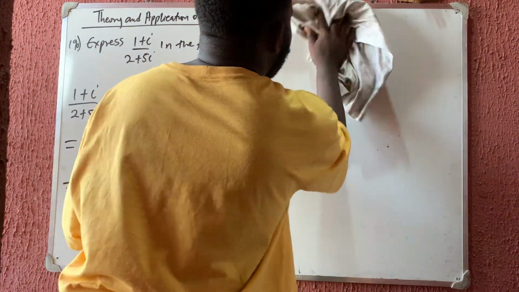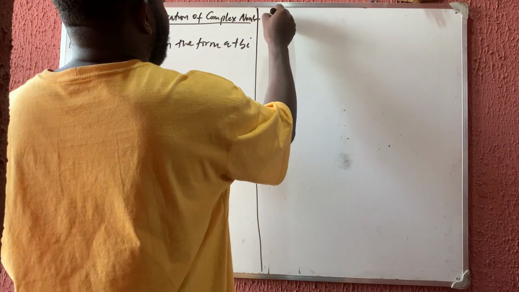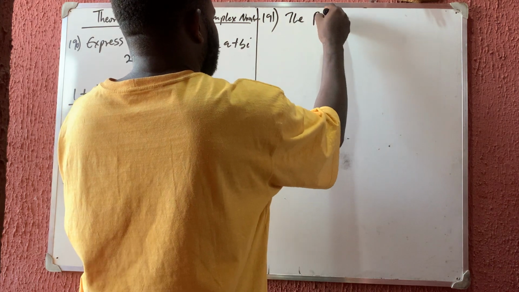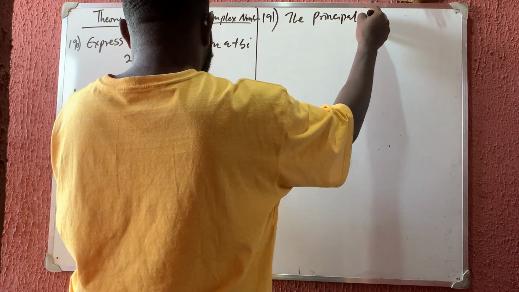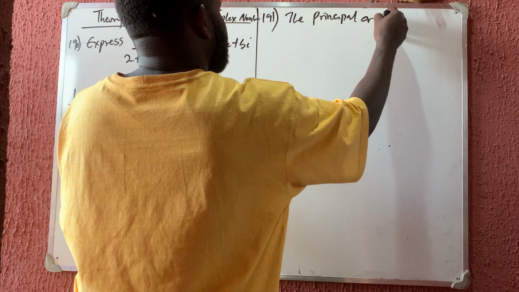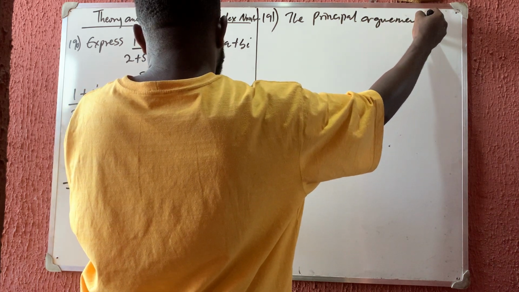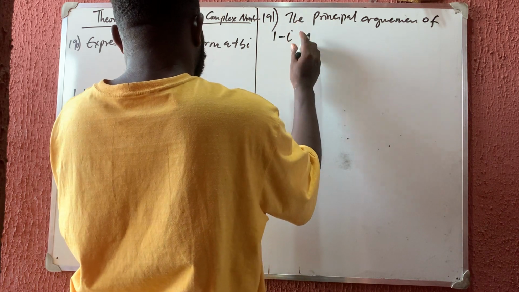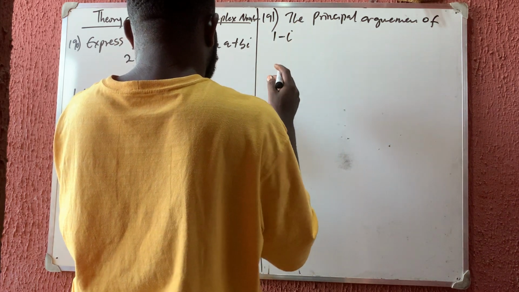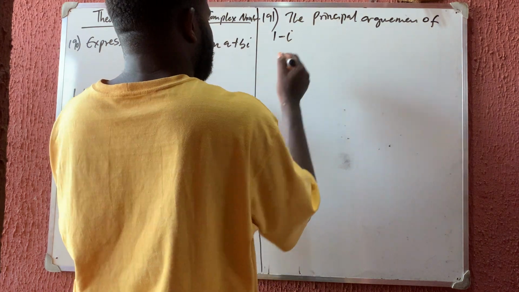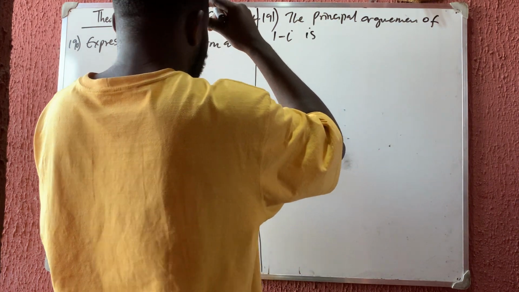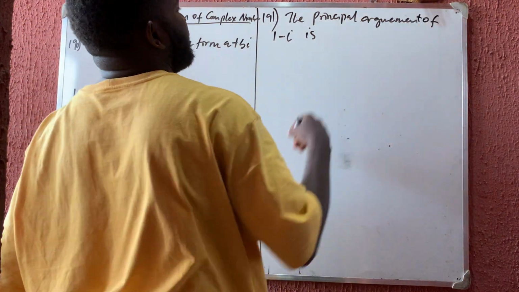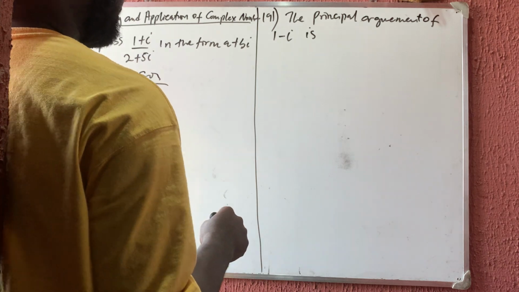Question number 191 said the principal argument of 1 minus i is dash. Okay, we want to get the principal argument of 1 minus i. Now, how do you get the principal argument?